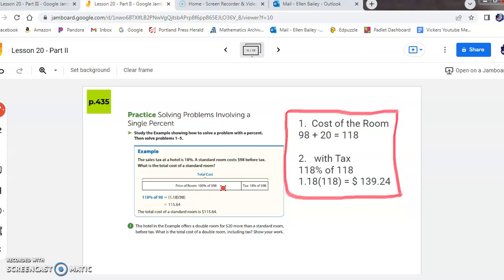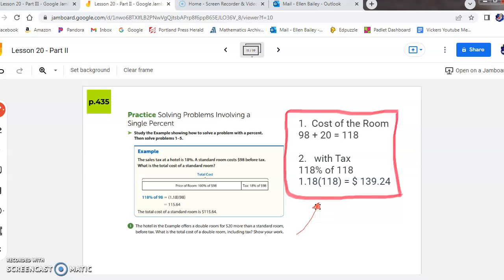All right, so the price of the room, $98 plus the 18, so they're doing it the same way we just did. 118% of 98 gives you $115.64. All right, let's take a look at number 1. So here's what I want you to write under number 1.